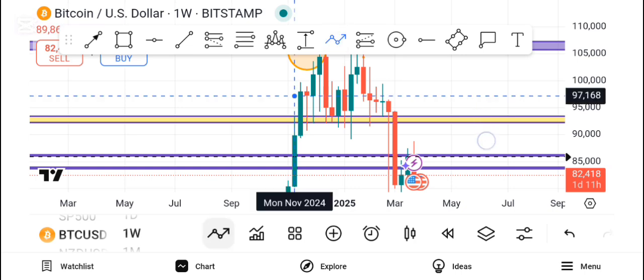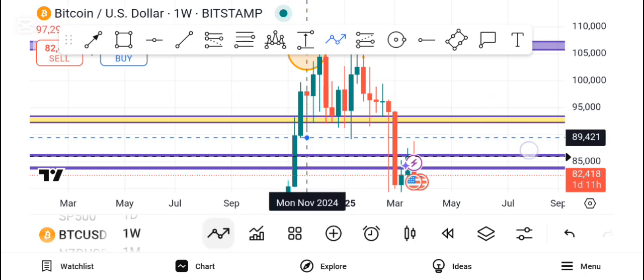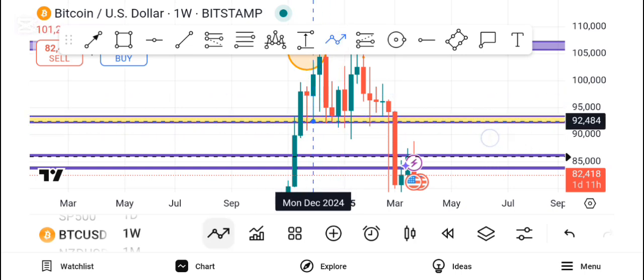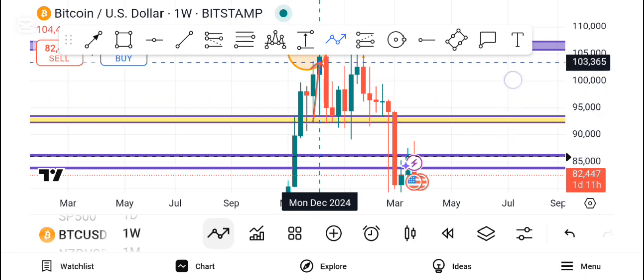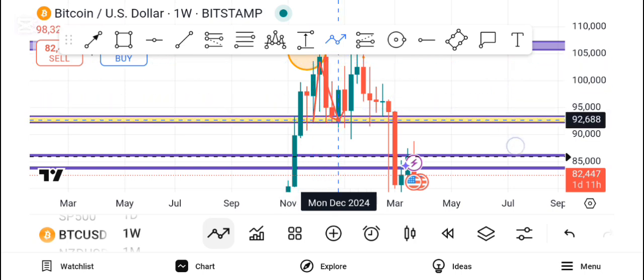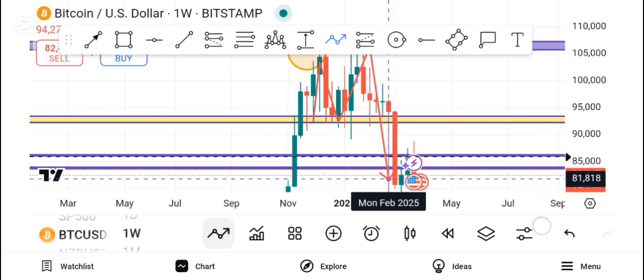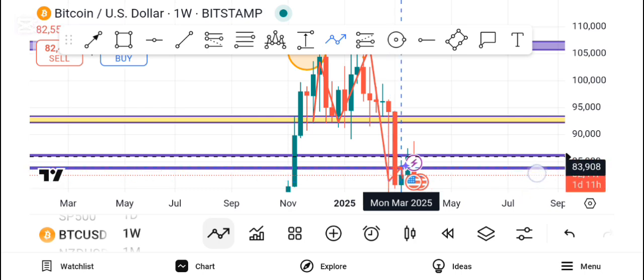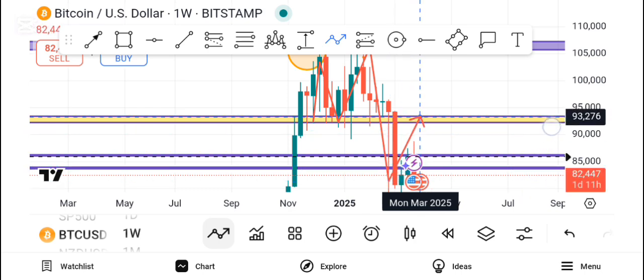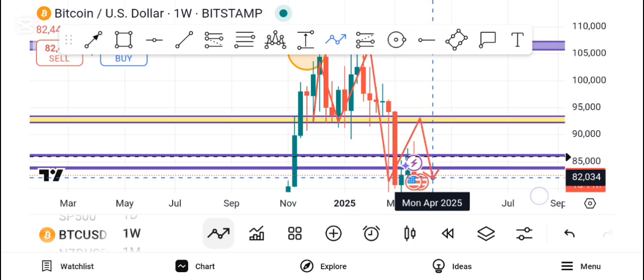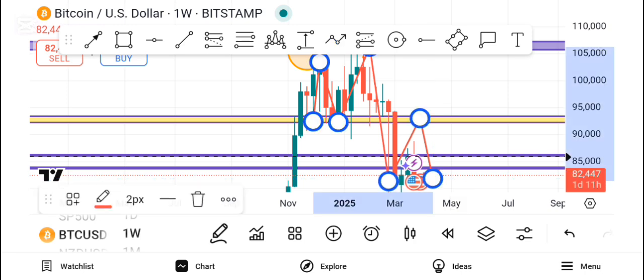This is the double top, higher high, higher low, higher high, and higher low. So now the question is, are we going for this higher low to retest the neckline, then to sell to the downside? So let's go down to the daily and see what we are expecting on BTC.